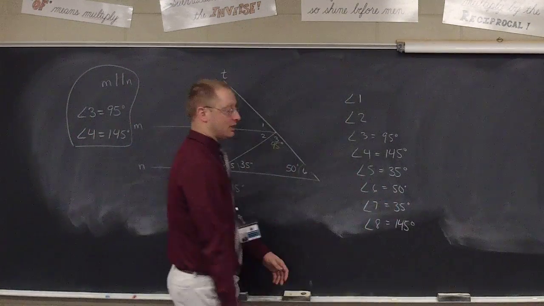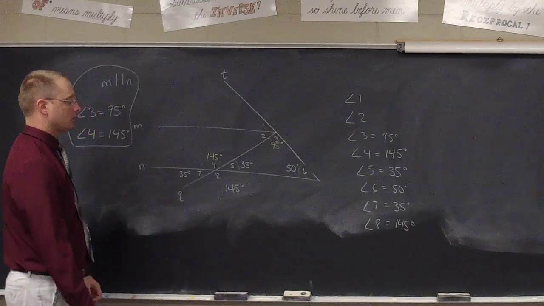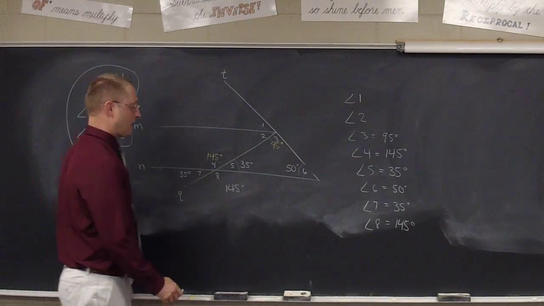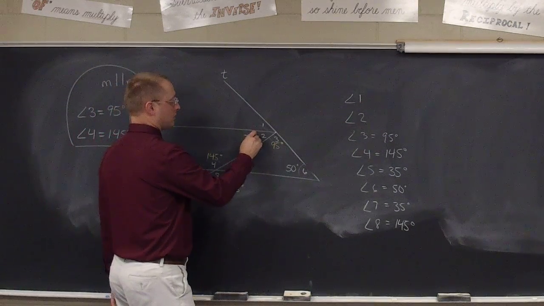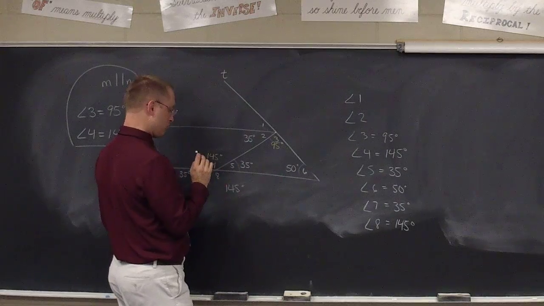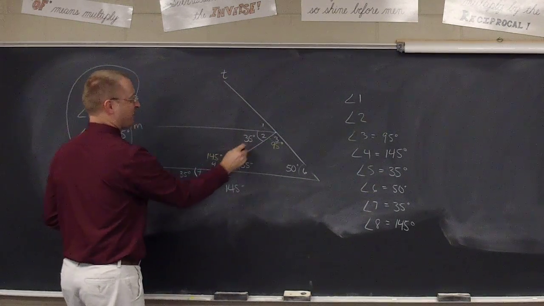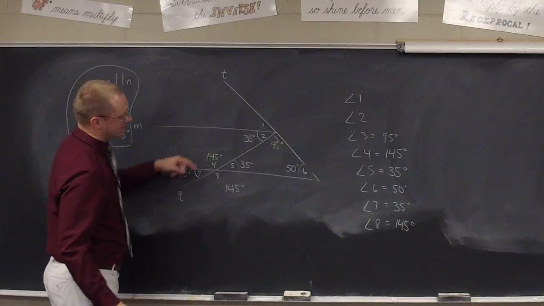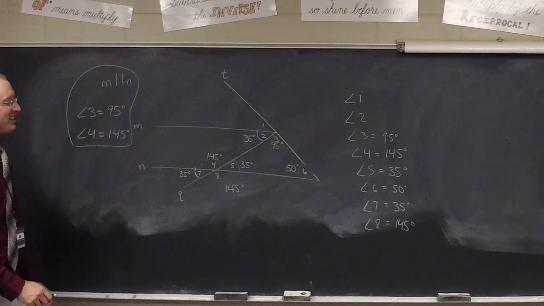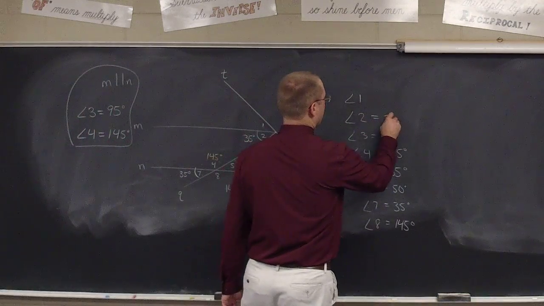Let's see here, Brecken. Angle 2 is 35 degrees. How do we know? Corresponding with angle 7. Okay, yeah, it corresponds to angle 7. Good. I was locked in on the alternate interior right here. I was like, wait, that's not right. Yeah, it is. It's corresponding to 7. Good. So 35 degrees there.